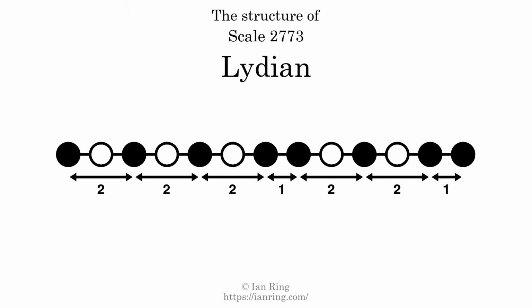The structure of a scale is a description of the interval distance between each successive tone. This scale has a structure of 2-2-2-1-2-2-1.